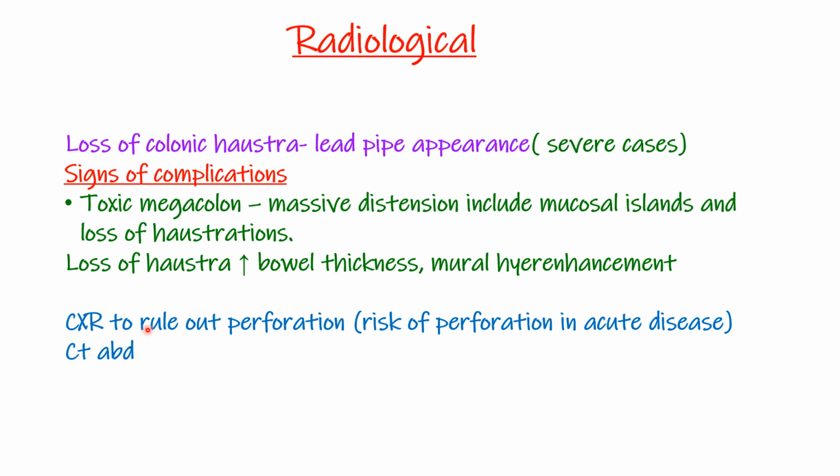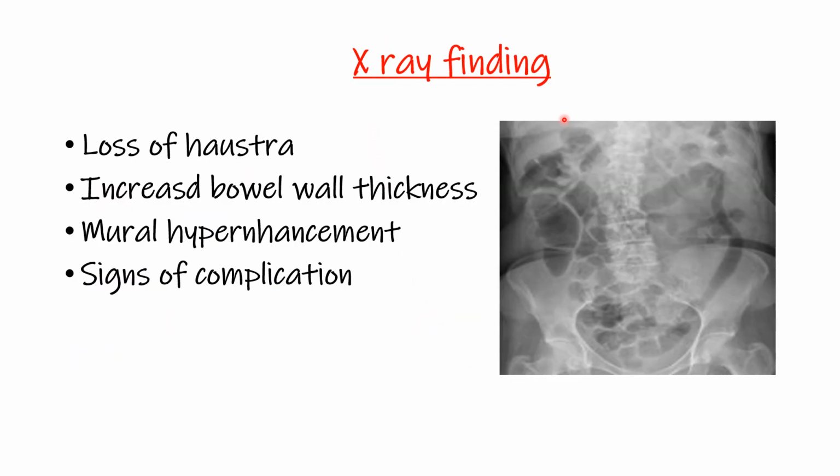A chest X-ray will also be done in terms of ruling out perforation, if perforation has occurred, which is a complication of ulcerative colitis, and the risk of perforation is more common in acute disease. So in terms of imaging, you'll find loss of haustra, increased bowel wall thickness, mural hyperenhancement, and also signs of complications such as toxic megacolon. So you can see this is the lead pipe appearance.